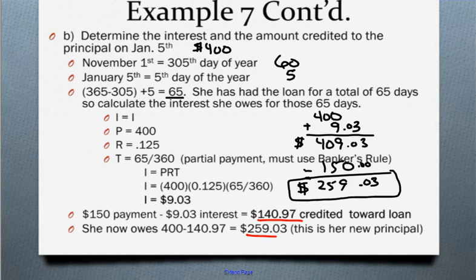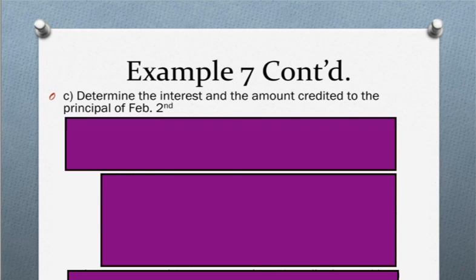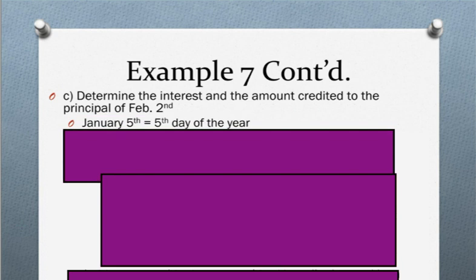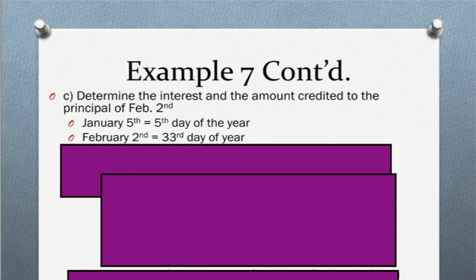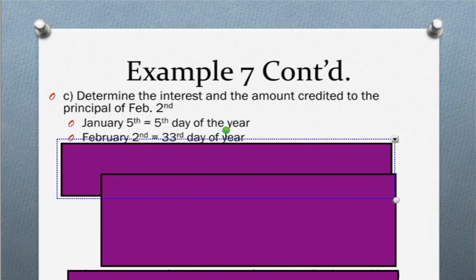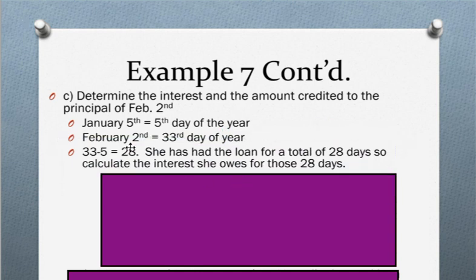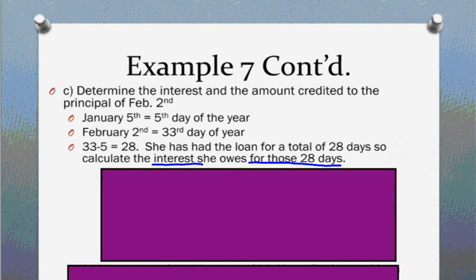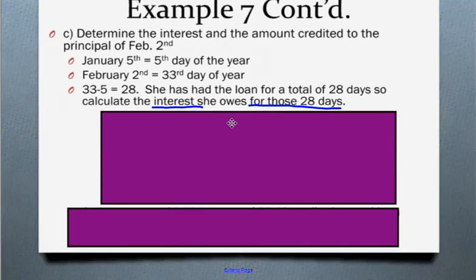So she heads on out of the bank, and she comes back in on February 2nd. So January 5th was the 5th day. February 2nd is the 33rd day. And so that means 28 days later, it's a great horror movie about zombies. 28 days later, she comes back in to make a payment. We have to figure out how much interest happens during those 28 days. So we're going to do the same thing. Guess what? This gets really repetitive.